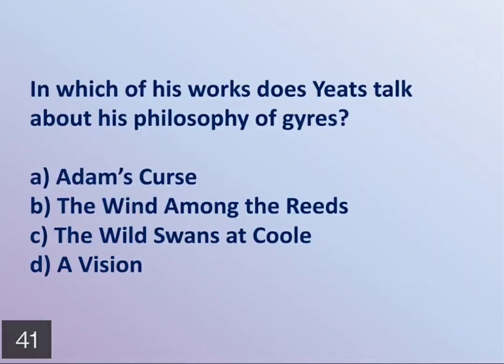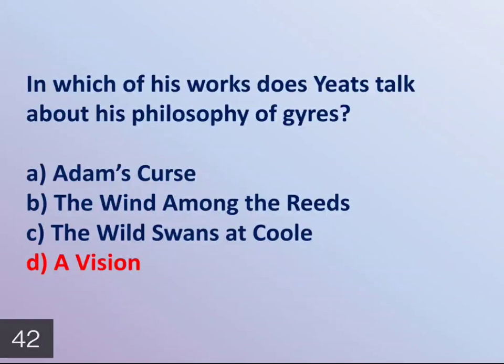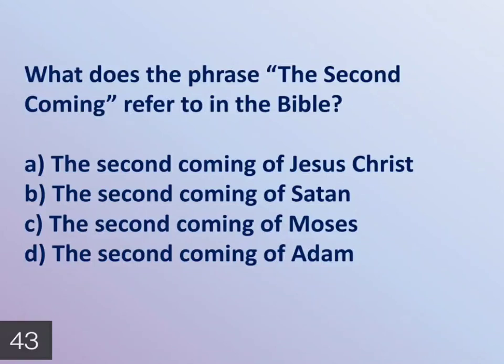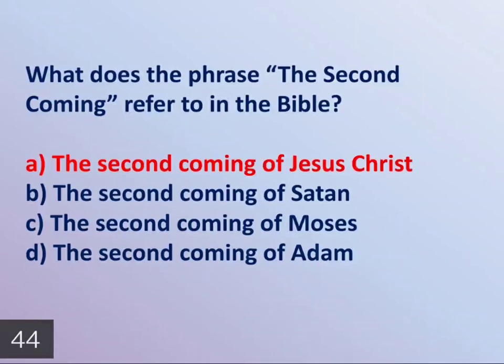Which of these books discusses his philosophy of cyclical gyres that give the impression of the passing away of time and the regeneration of different human ages? So, A Vision is the work. Option D is the correct answer. Then, what does the phrase the second coming refer to in the Bible? A. the second coming of Jesus Christ, the second coming of Satan, B. the second coming of Moses, C. and D. the second coming of Adam. So it refers to the second coming of Jesus Christ.